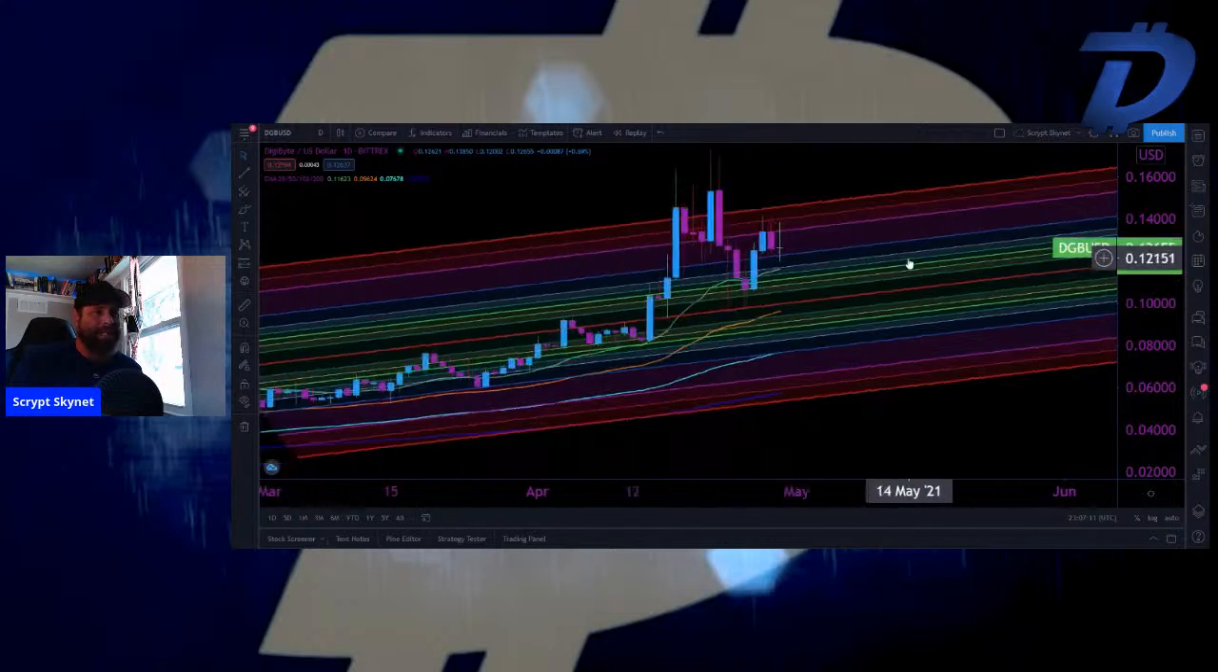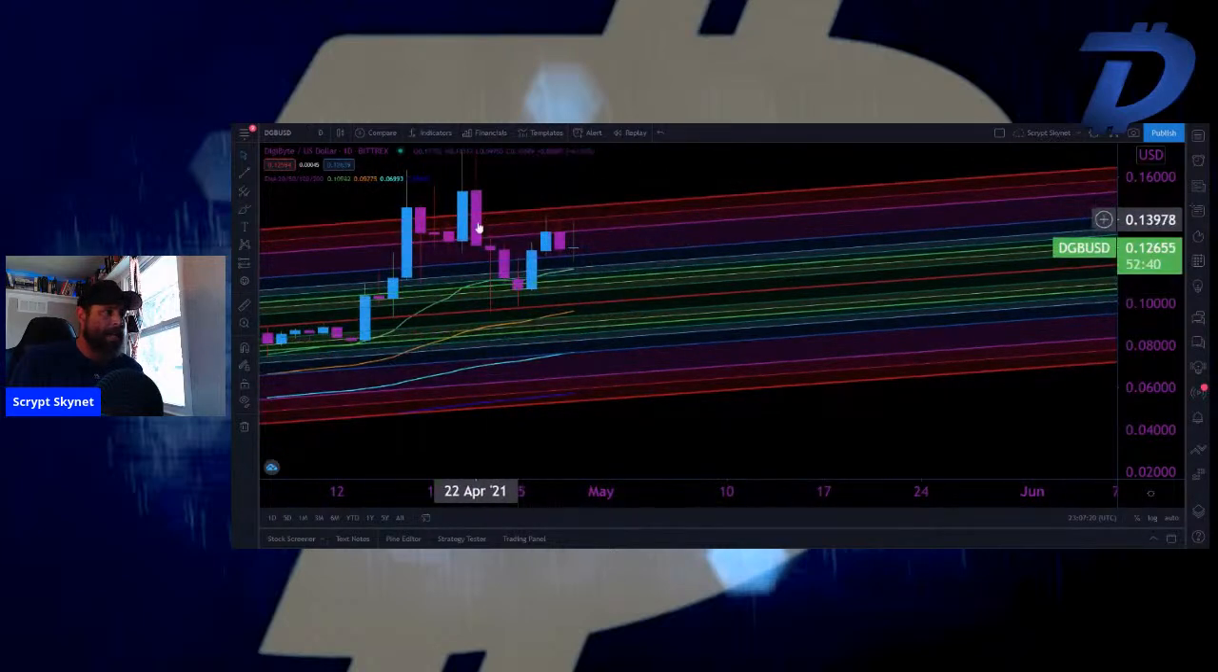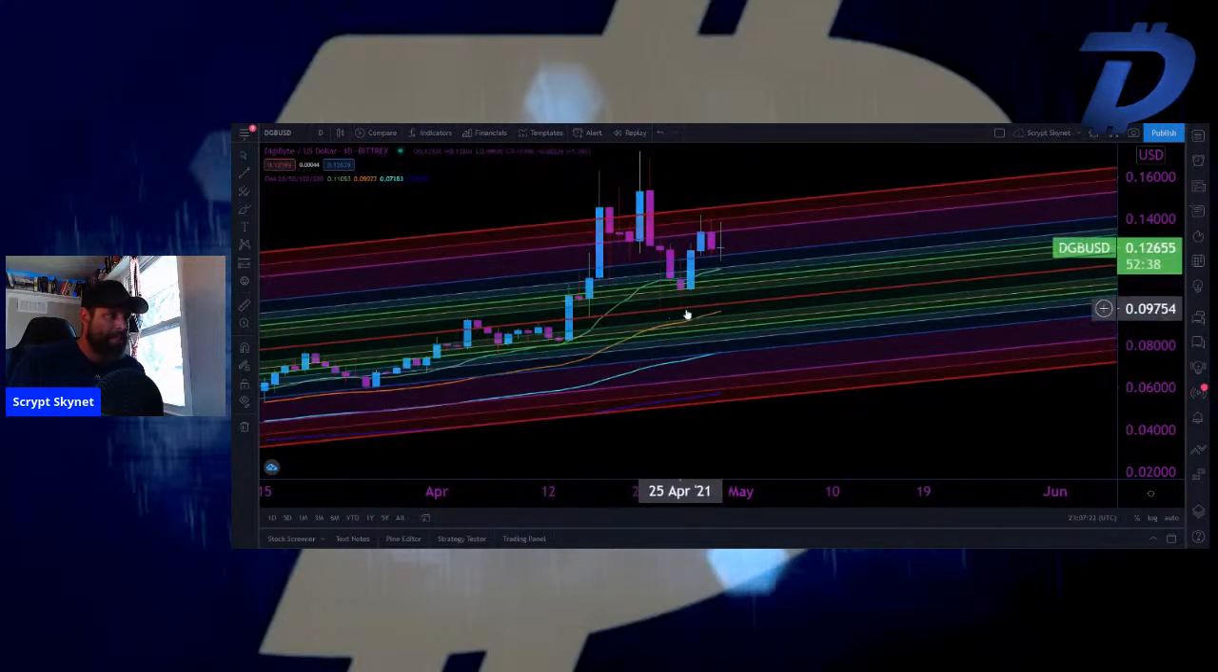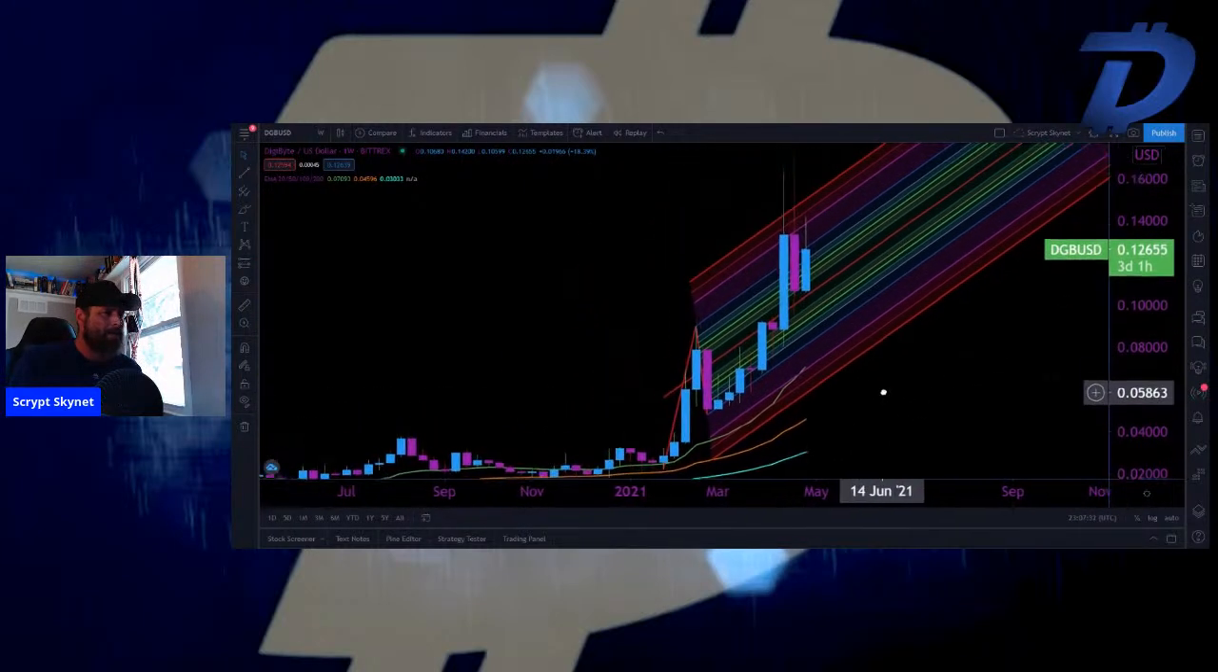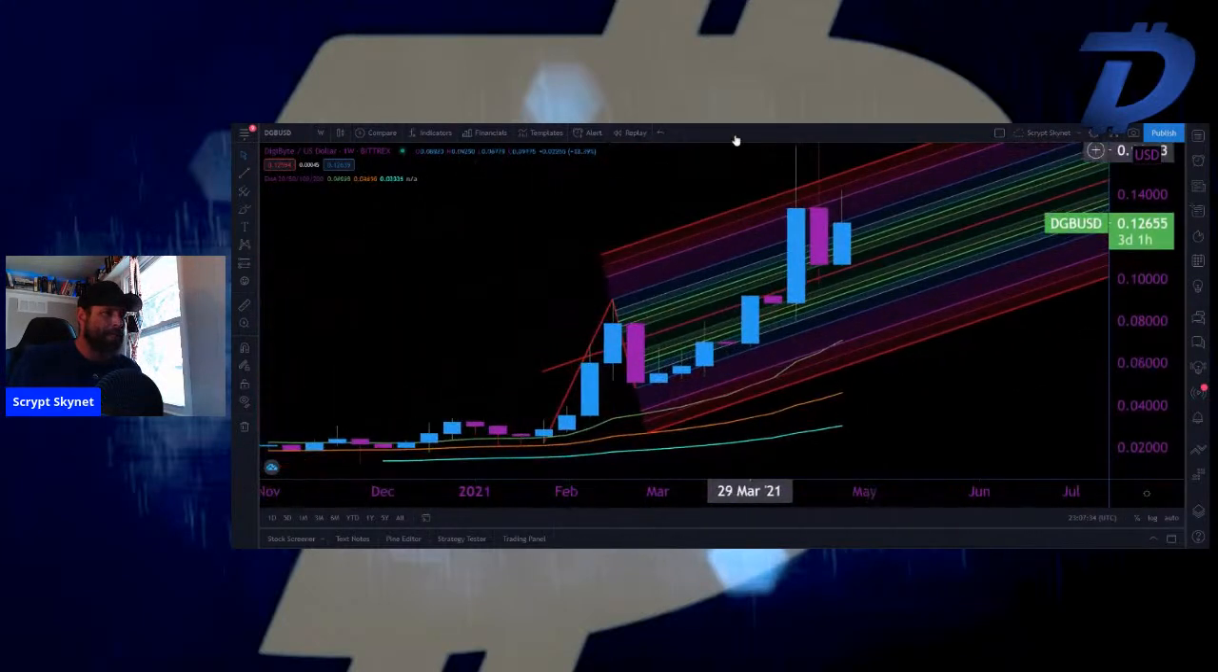And right now, even if Bitcoin dumps, DigiByte's greatest support is this medium line, and it's looking pretty good. It held it back here. We touched it twice as support, and now it's climbing, and we're above the 20 EMA on the daily chart. Now, if we go to the weekly, you can see that we stayed above the medium line as well.